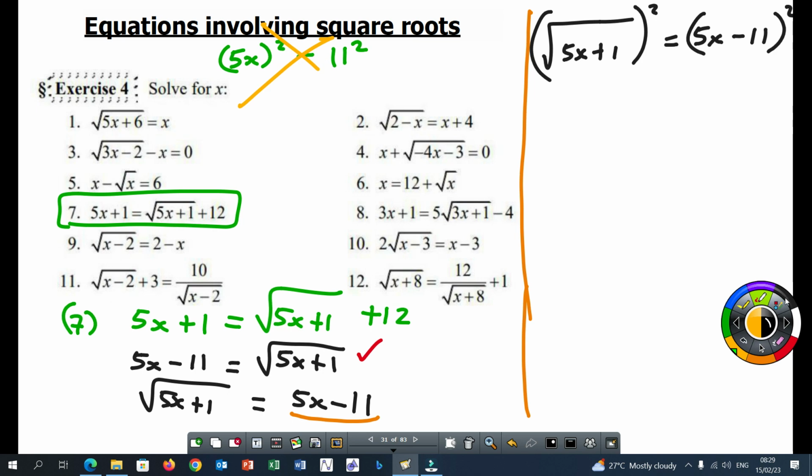Now, you remember when I told you about perfect square trinomials? Do you remember? To simplify the right-hand side, you get a perfect square trinomial. So we end up having 5x plus 1 equal to 25x squared. If I multiply 5x by 11, then multiply the product by 2, I'll get the middle term, which is going to be 110x. Then I'll square the 11, I'll get positive 121.